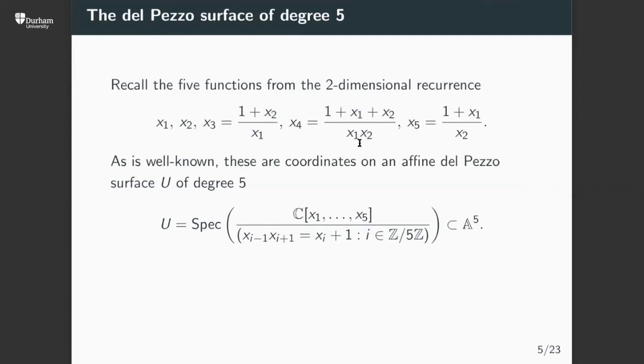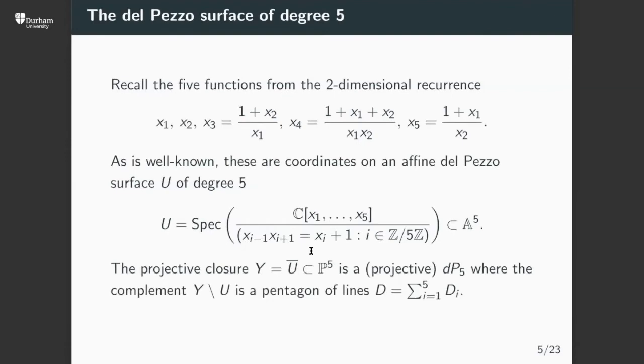So the del Pezzo surface is, I just take the ring generated by these 5 variables. These 5 variables satisfy equations such as x1 times x3 is 1 plus x2, and x2 times x4 is 1 plus x3, and x3 times x5 is 1 plus x4, and so on. So there are 5 obvious equations there, and those things cut out a surface in a 5-dimensional space. That surface, which I'm calling U here, is this del Pezzo surface of degree 5.